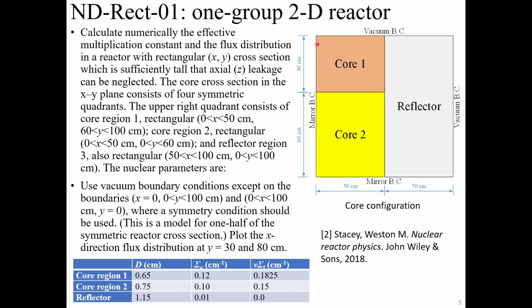Core region 2 is also rectangular in shape. X is between 0 and 50, Y is between 0 and 60. And we also have a reflector region 3, which is also rectangular. X is between 50 and 100 centimeters, Y is between 0 and 100 centimeters. The nuclear parameters are listed in this table. You have the diffusion coefficient, the sigma A, and the mu sigma F for 3 different regions.